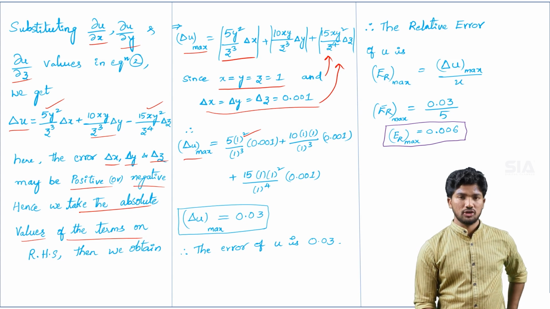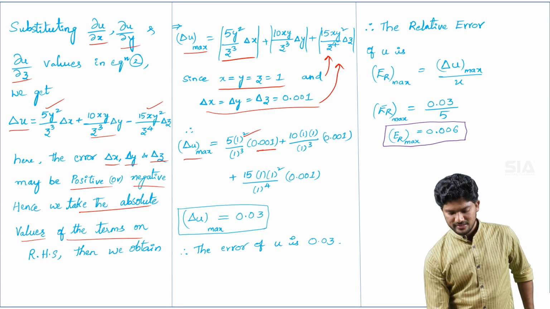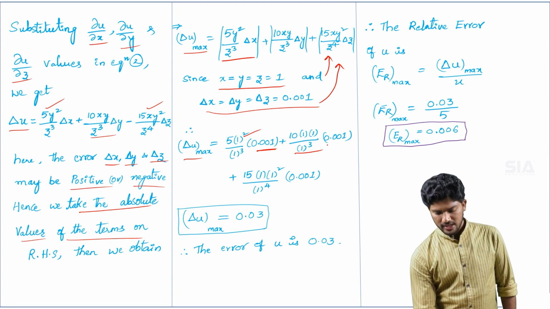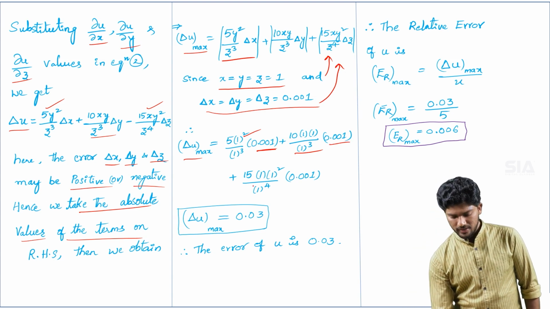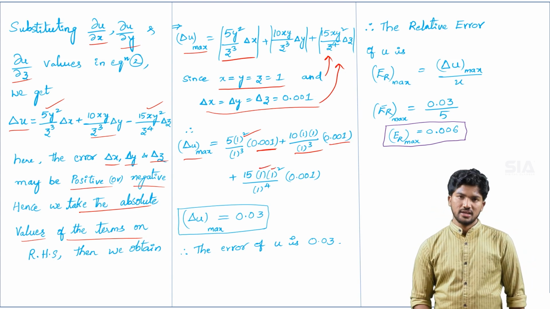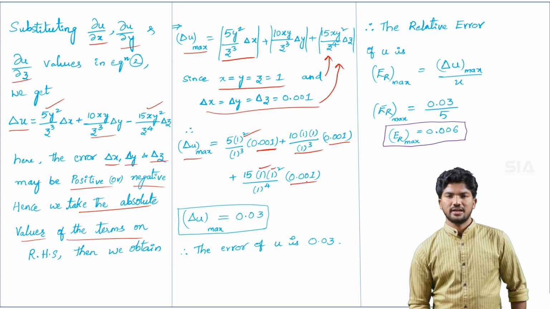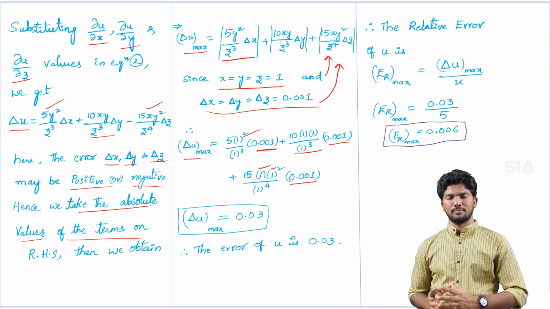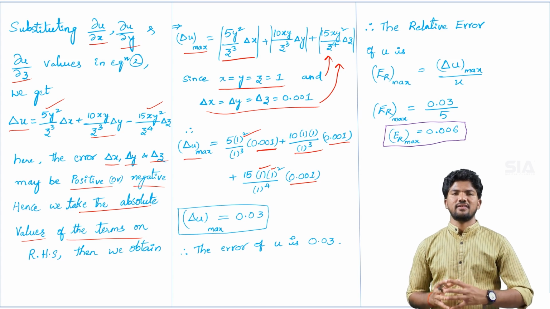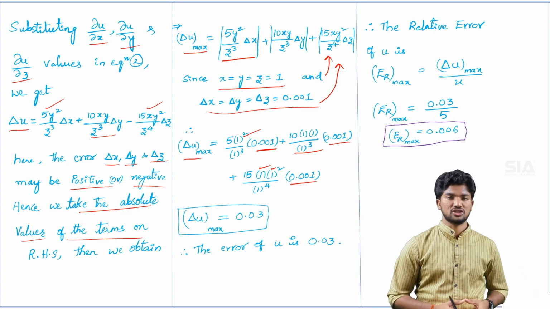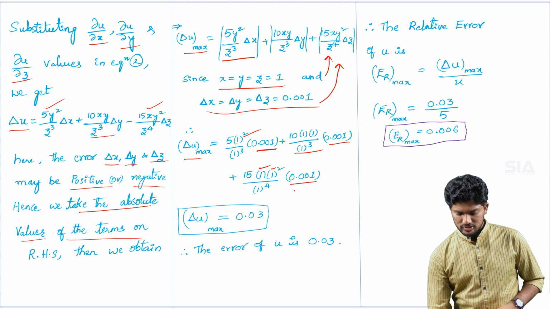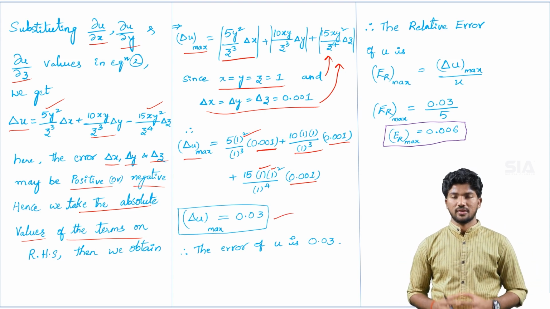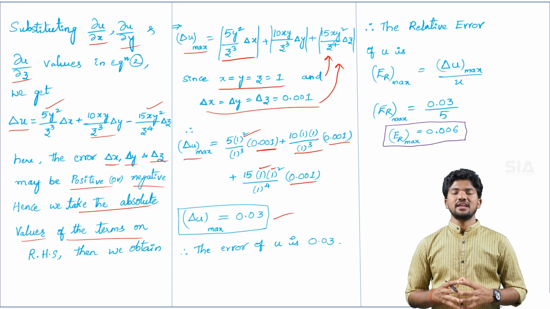1 square by z cube means 1 cube into this one is the delta x value, and 10 into xy by z cube. Okay, so this one is the delta y value, and 15 into x y square by z power 4 into delta z value. So x equal to y is equal to z is equal to 1 we are applying, and delta x, delta y, delta z we are applying as 0.001. Okay, so if you simplify the above equation, you will get the RHS as 0.03. Okay, so that is the error in capital U.